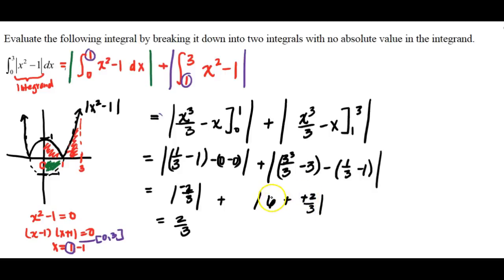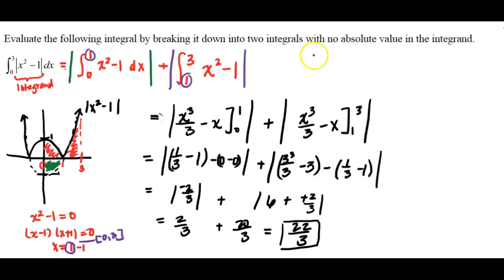So that makes this a positive. So this is 18 over 3 plus 2 over 3 is 20 over 3. So this whole thing ends up being 22 over 3. And that is the total area of this red part that we were trying to find in the first place. So the bottom line is I cannot just ignore the absolute value bars.